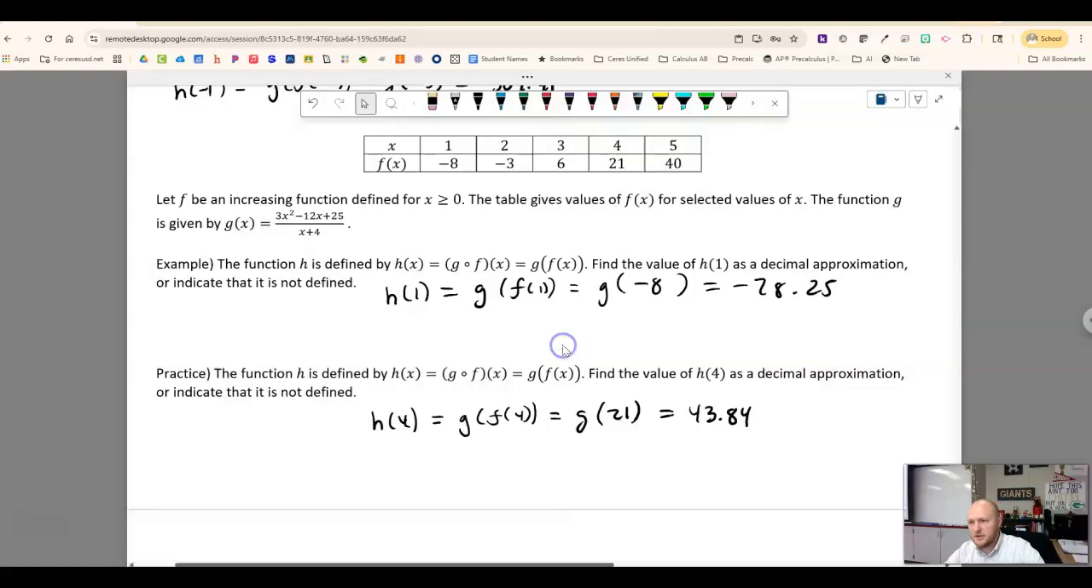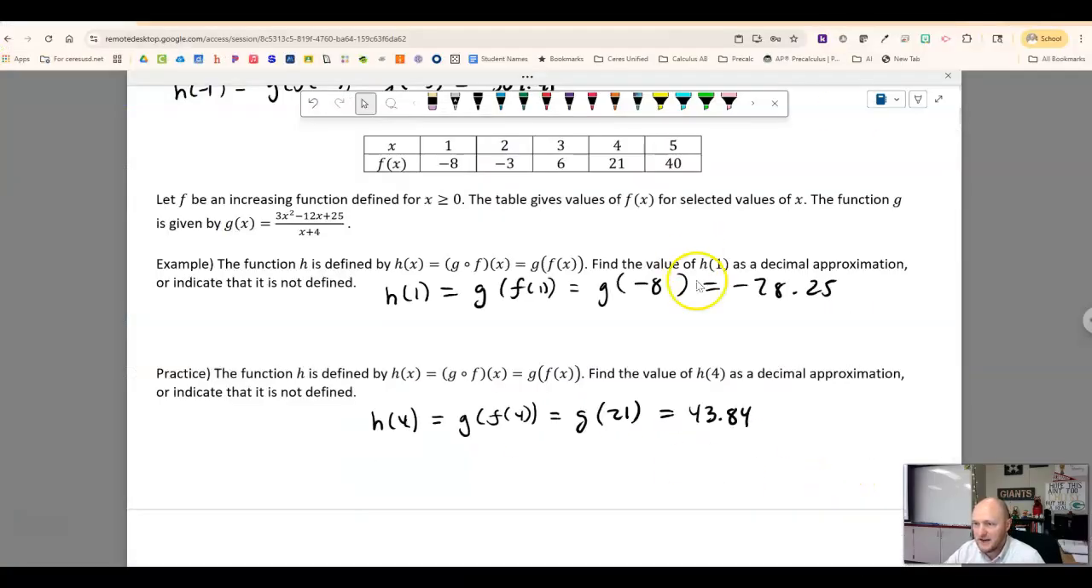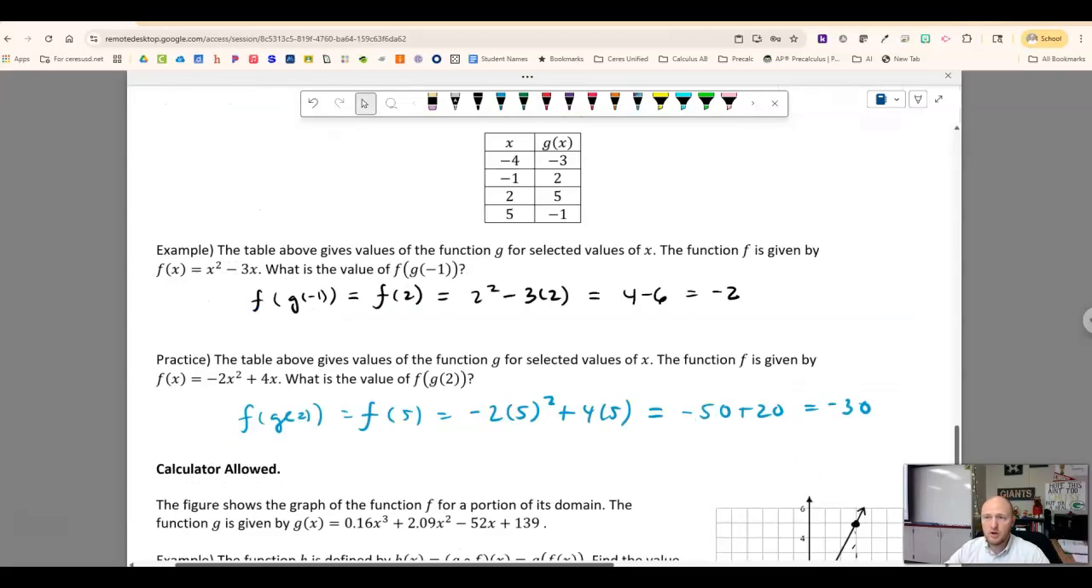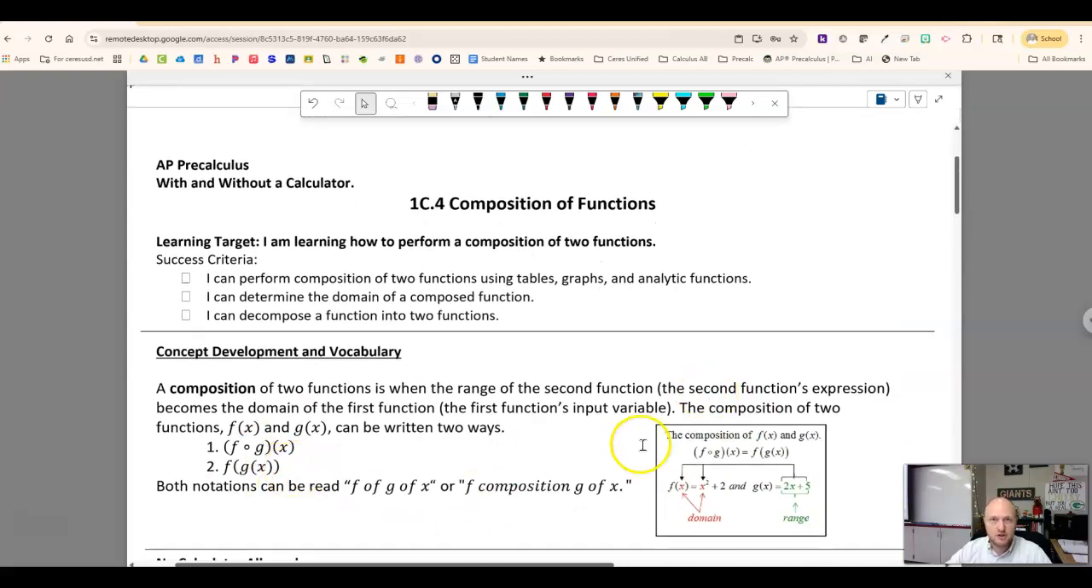Okay, and here is what I got. I got h of 4 is g of f of 4. F of 4 returns 21, and then we go back to our calculator. We already have it defined, so I find the function evaluated at 21. I did have to approximate it. It's giving me a fraction, so I got 43.84. There it is. Hey, that is how you do composition. Moral of the story, you start on the inside and you evaluate that function, and then you plug that answer into the outside.